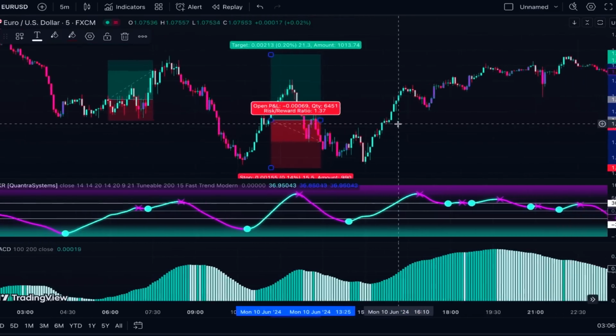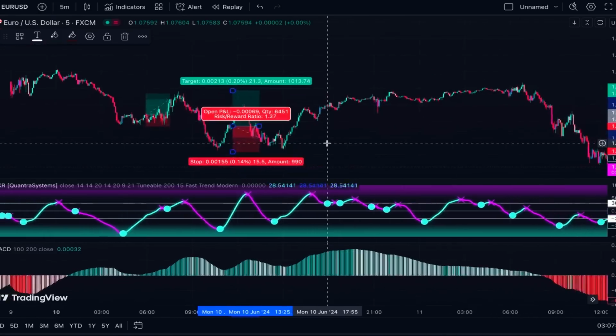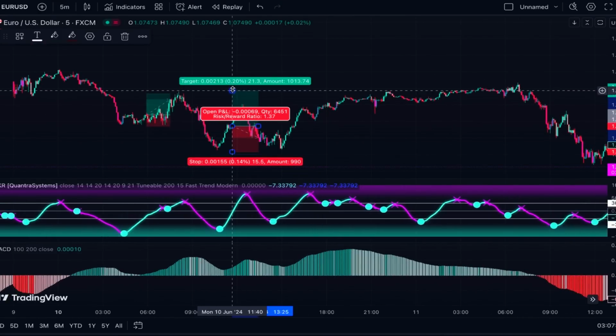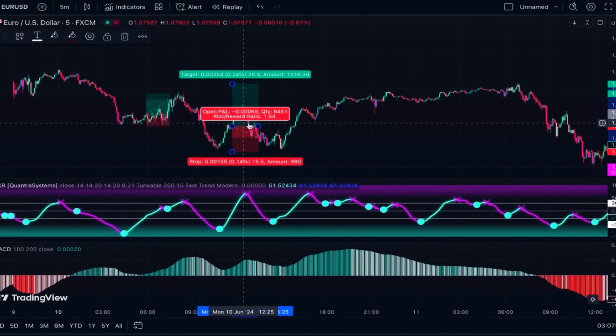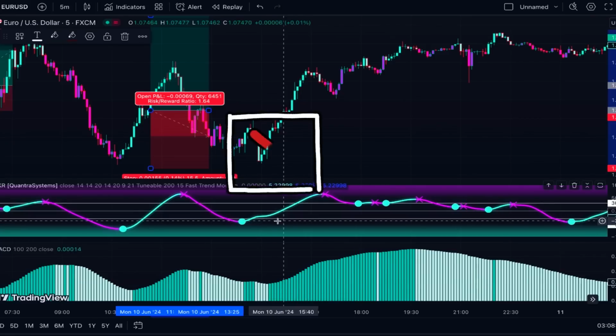This trade didn't end up in loss, as you can see here the price didn't hit the stop loss, but it took a little longer time for the price to reach 1.5 risk to reward ratio. After this trade, again here the line went below -30, and when it crossed back above -30, you can see that the bar is light green, so the signal is rejected.